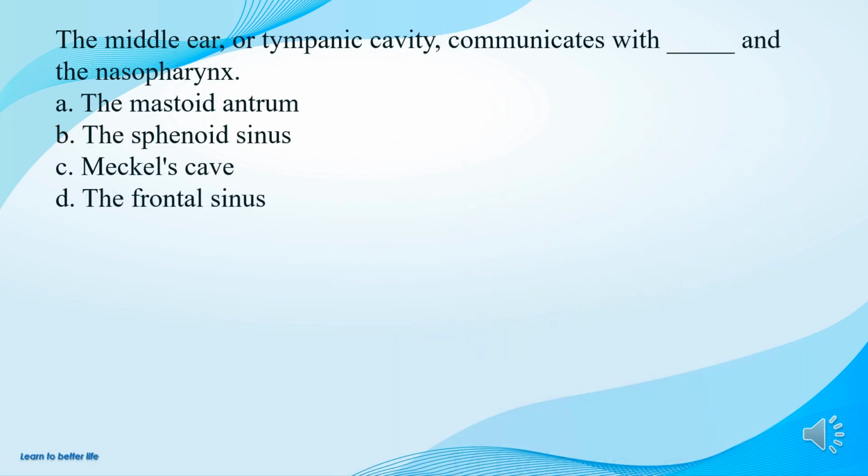The middle ear, or tympanic cavity, communicates with what in the nasopharynx? A. The mastoid antrum. B. The sphenoid sinus. C. Meckel's cave. D. The frontal sinus. The answer is A. The mastoid antrum.